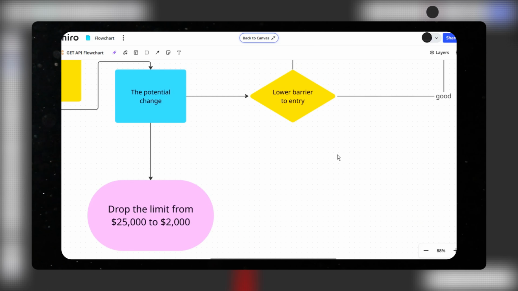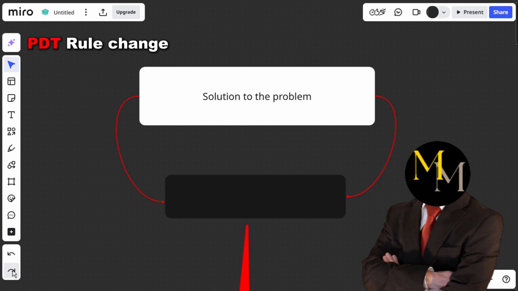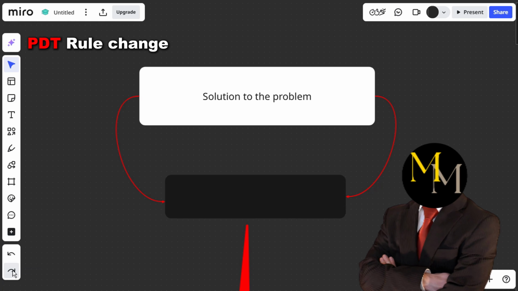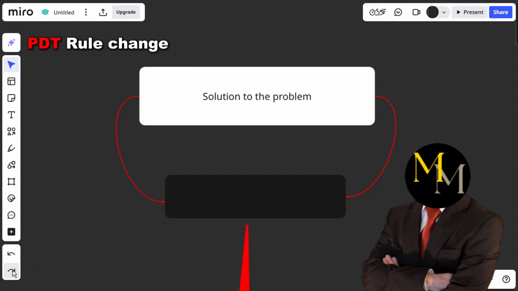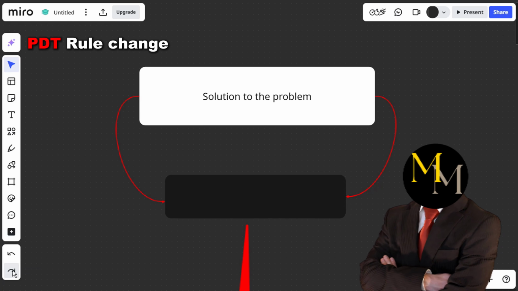Okay, so here's what's happening. They want to drop that $25,000 minimum down to just $2,000. The SEC is thinking about dropping the PDT minimum from $25,000 down to around $2,000. Sounds great, right? Way more people can day trade now. Here's where everyone's wrong. This isn't about making day trading easier. It's about opening floodgates to inexperienced traders who have no idea what they're doing. And when that happens, they lose money fast.